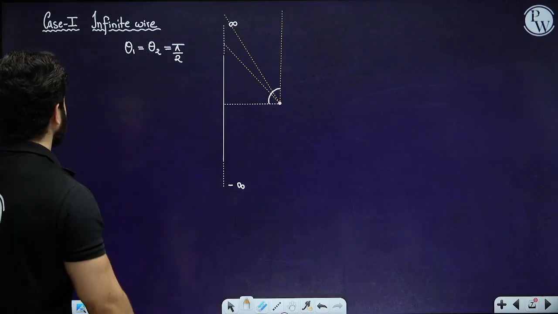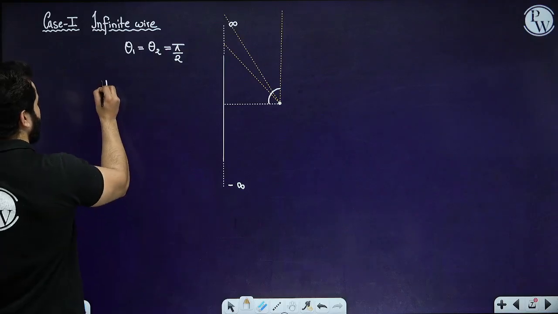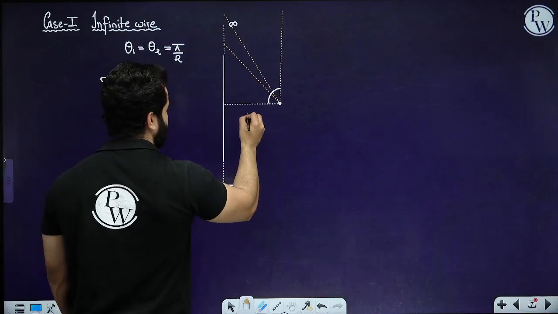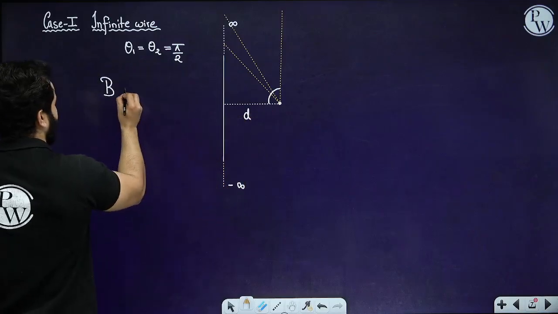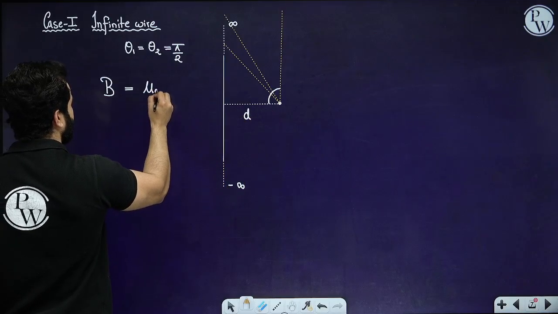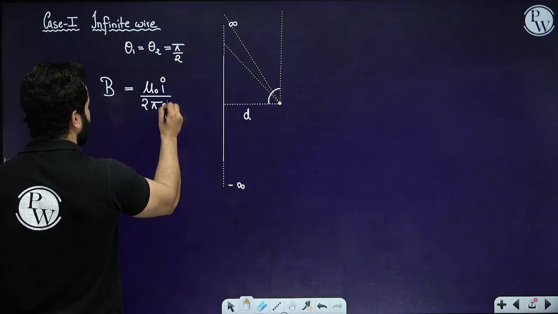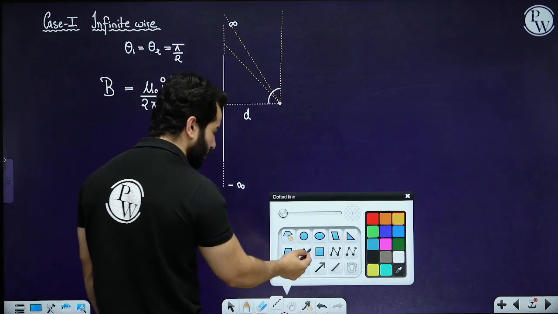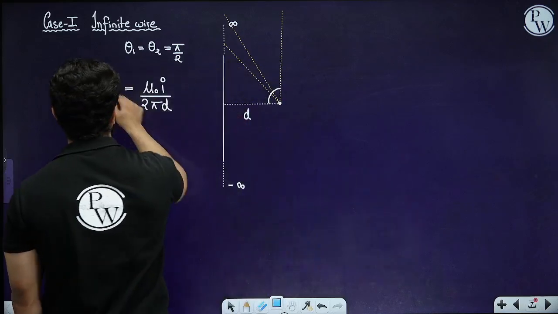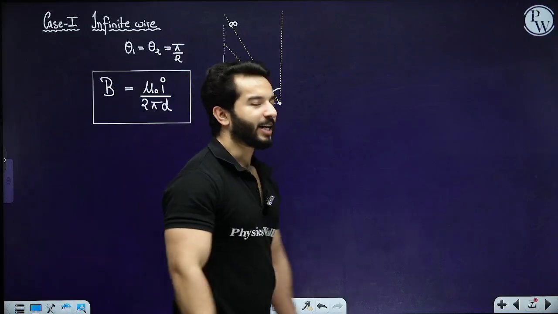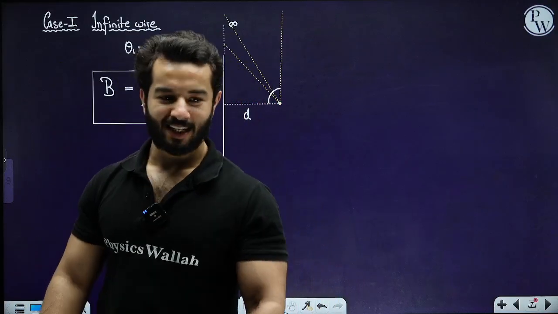Clear? So if this is the case, magnetic field will be, and now I'm using this thing as D, so please don't mind, magnetic field will be mu naught I upon 2 pi d, a very important relation which needs to be on your fingertips forever, like at least till NEET exam. Okay? At least till NEET exam.